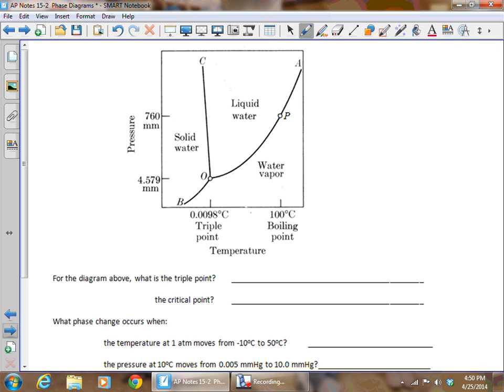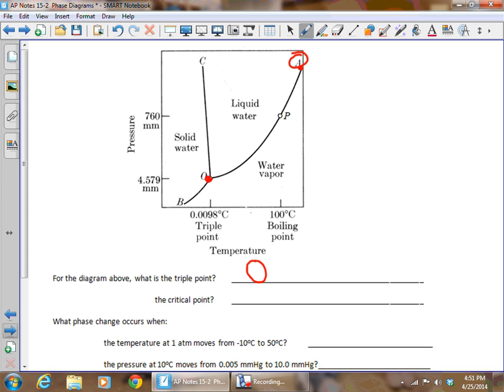Now let's look at this diagram. This is a diagram of water, a butt diagram, if you will, for water. And in this diagram, we see the same kinds of points we had on the other one. For instance, what is the triple point on this diagram? Hopefully you pointed it out and you came up with the fact that it's at point O. At point O is the triple point. The critical point then, again, is where there is no liquid above this temperature, so it's going to be way up here at point A.